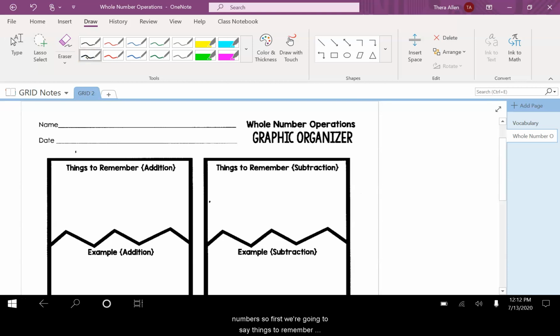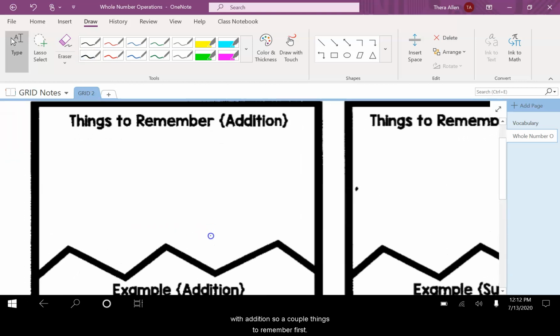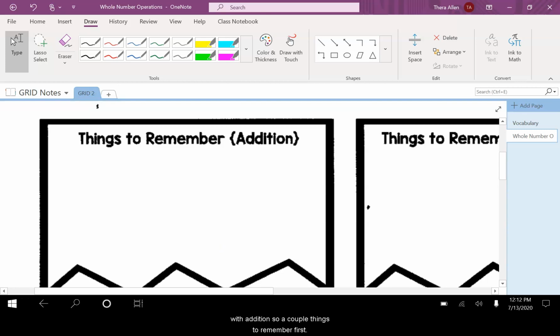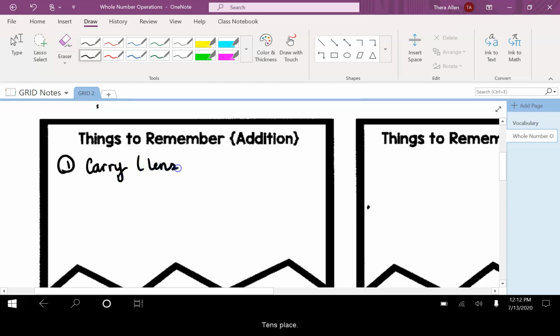First, we're going to say things to remember with addition. A couple things to remember. First, we carry our tens. Remember to carry. For example, tens place or more.